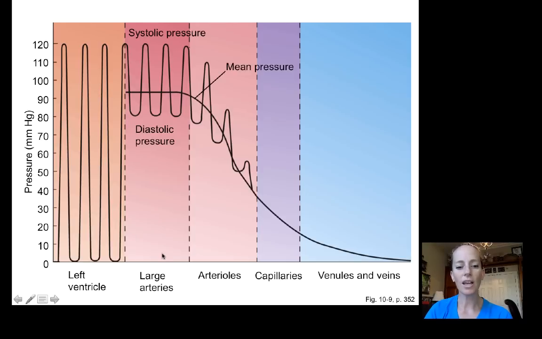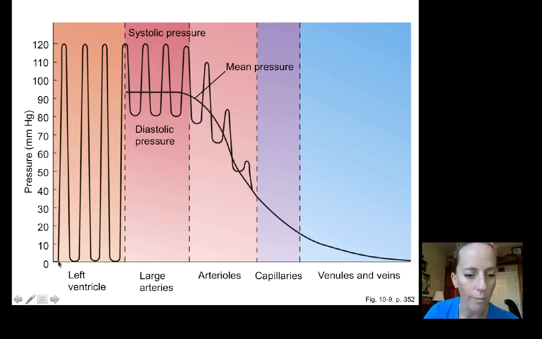So if we look at pressure through all of the arteries, okay, and I know this is a bit of a confusing graph, but take a second to look at this. So here we have pressure, which is measured in millimeters of mercury, from 0 to 120. The left ventricle, look at how much the left ventricle varies. So when the left ventricle is relaxed, it goes all the way down or very, very close to 0.